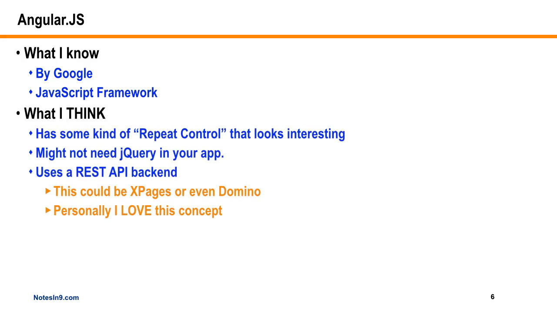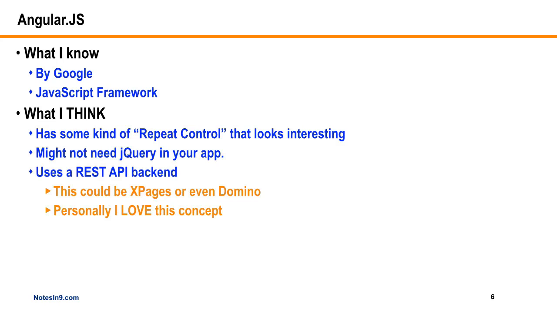Here's what I think I know about AngularJS. It has a really kind of cool repeat control that looks interesting. It may not play that well with jQuery. I think it's compatible, but some of the stuff that I've read seems to indicate that you're better off not using jQuery because it's a different mindset. It's a different way of going about things. You want to use Angular, I guess, to manipulate your DOM. We typically use jQuery to manipulate your DOM, and I'm cool with that. I've got no problem with that.